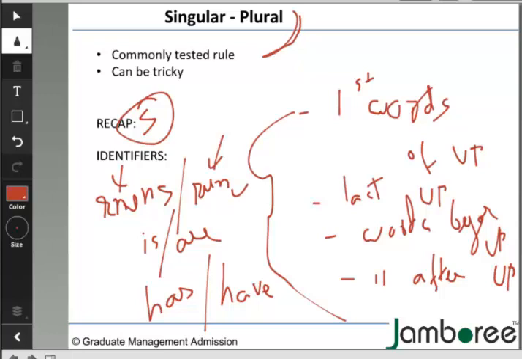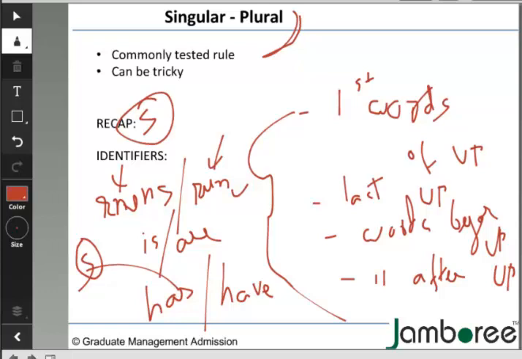If it's just one person having something, it will be has. If it's more than one person, then it will be have. So that's how you have to go. Once you locate any of these kinds of variances in these locations, then you go back and ask what this thing is talking about. Is it one thing or more than one thing? It's comparatively easy.